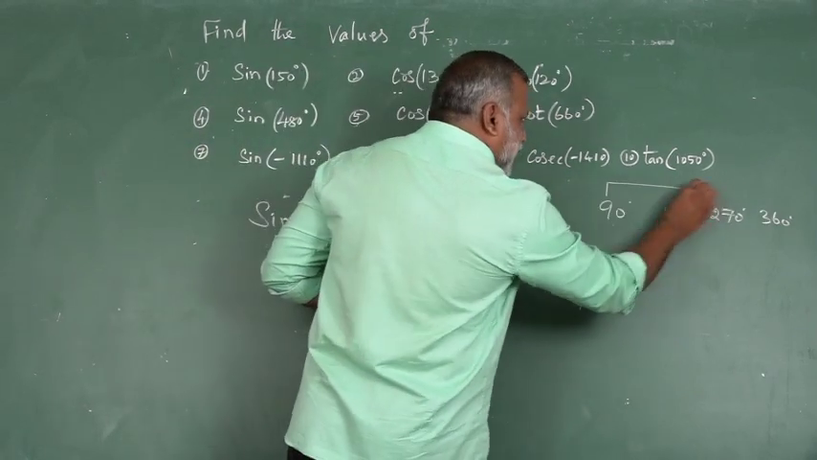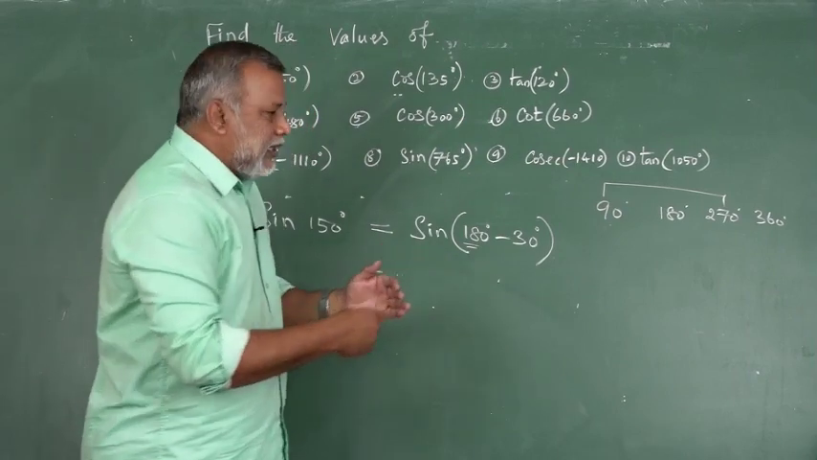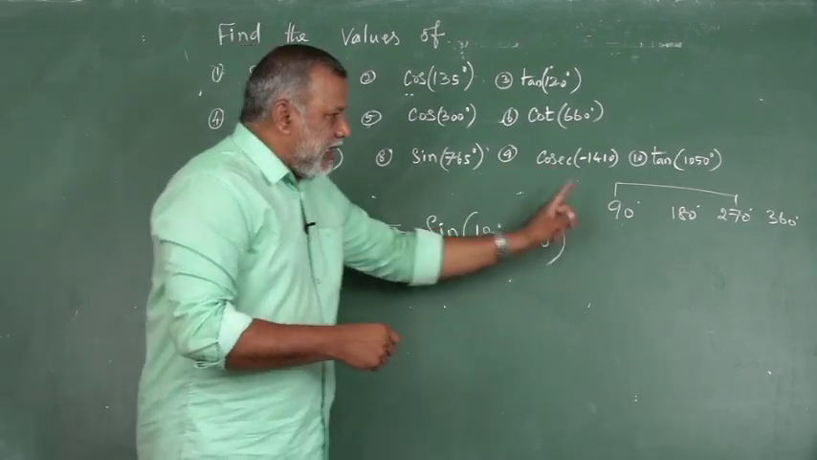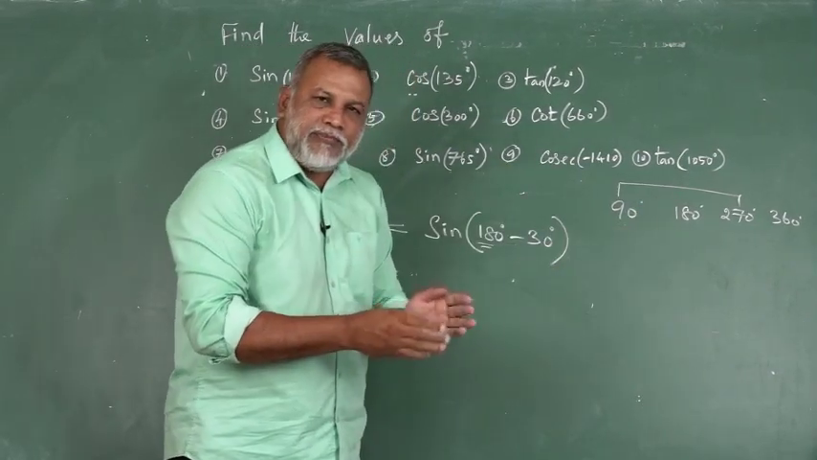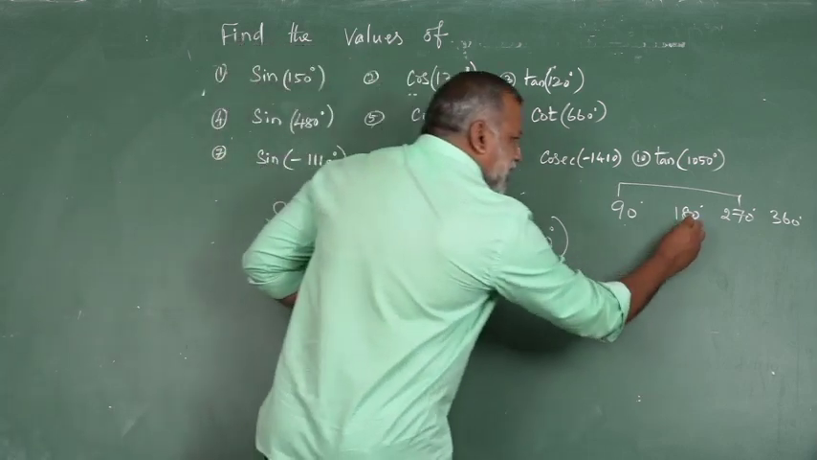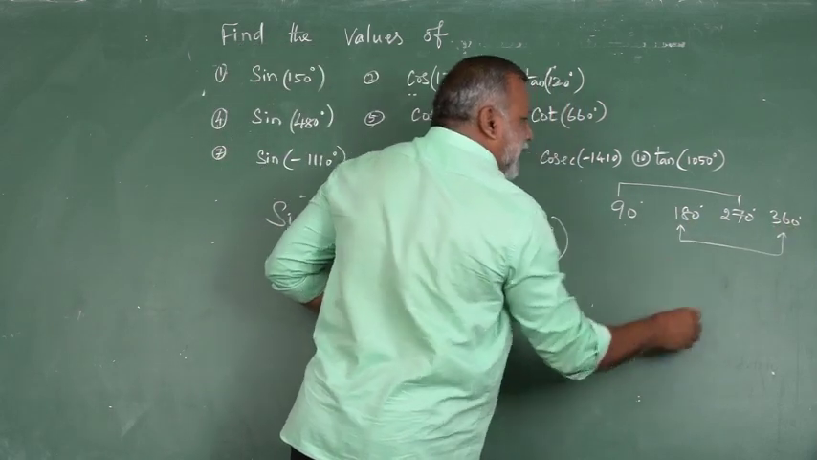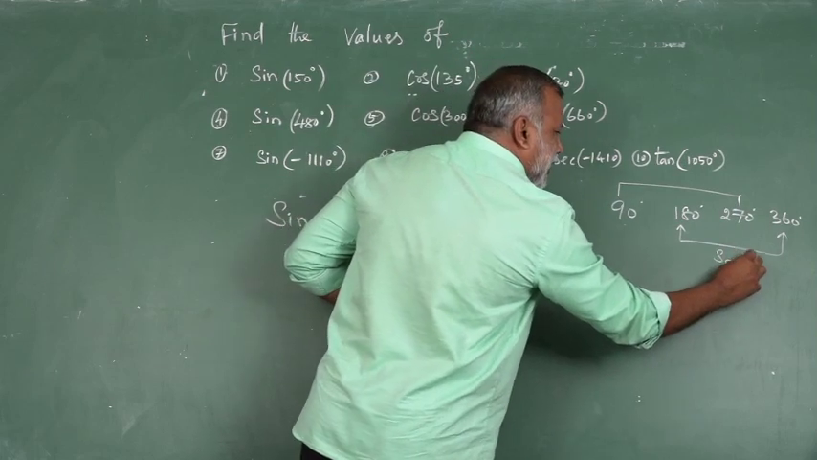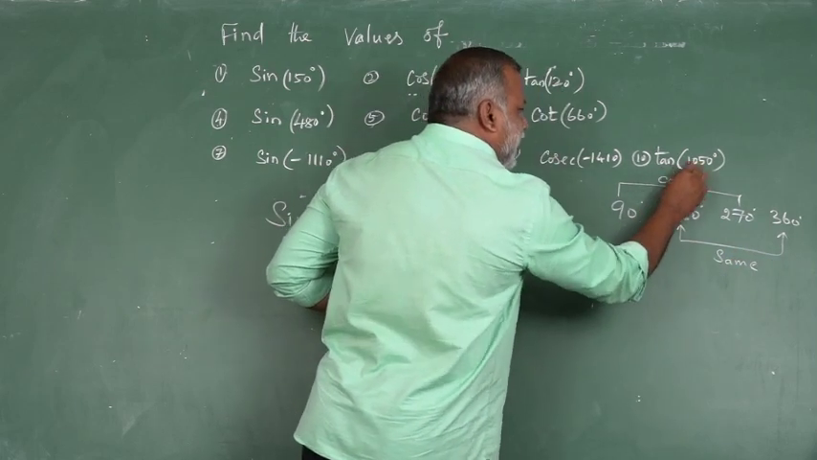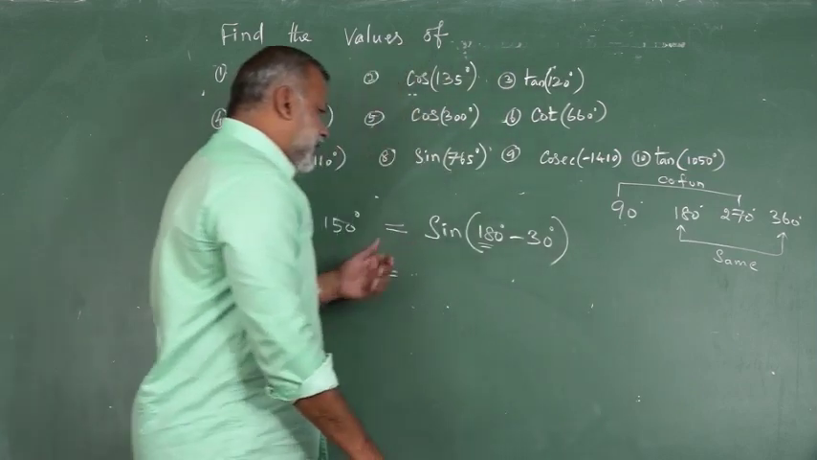Here 90 and 270 means, I already gave an idea, apply co-functions. 180 and 360 means apply the same function. Here we are going to apply the same function. Here apply co-function. Now listen to this one.